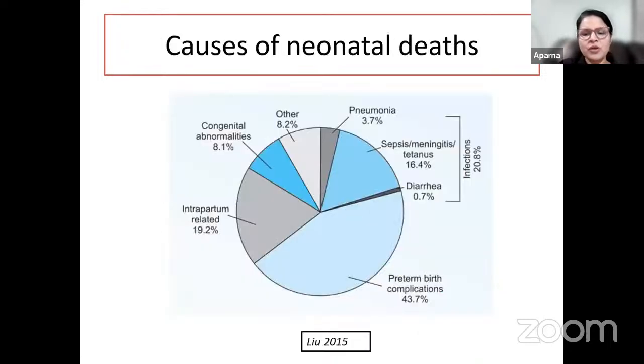Now, the common causes of neonatal deaths are prematurity, which is the contributor for the maximum newborn mortality, followed by sepsis, which cumulatively accounts for 21% of deaths, and asphyxia, which is also called intrapartum related deaths, which is 19.2%.